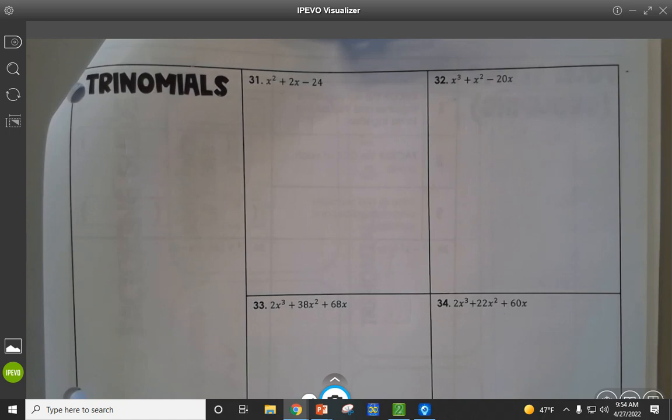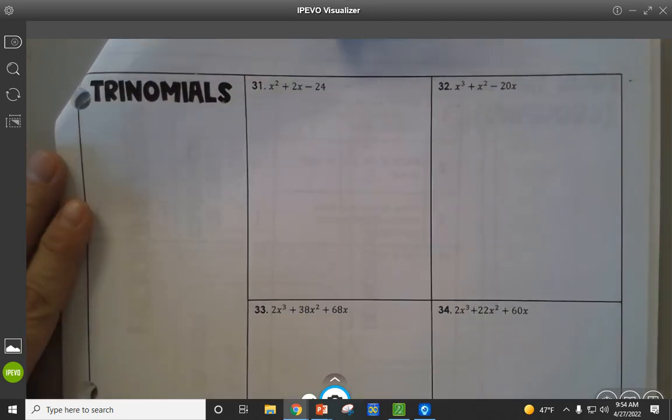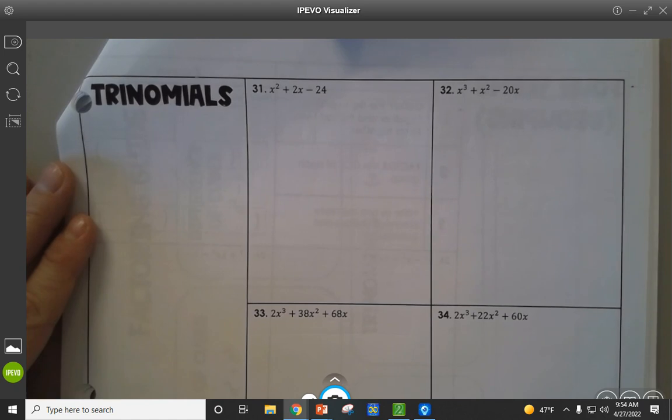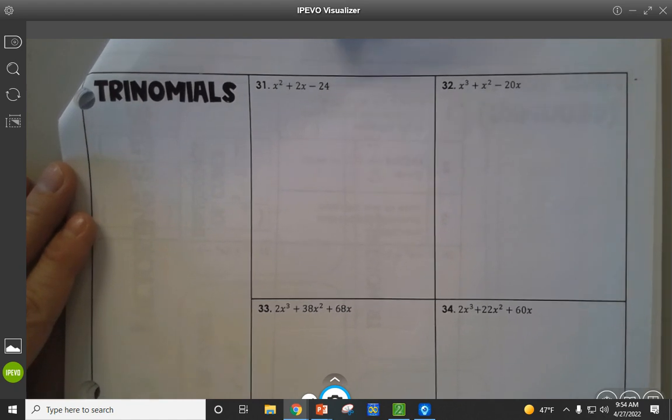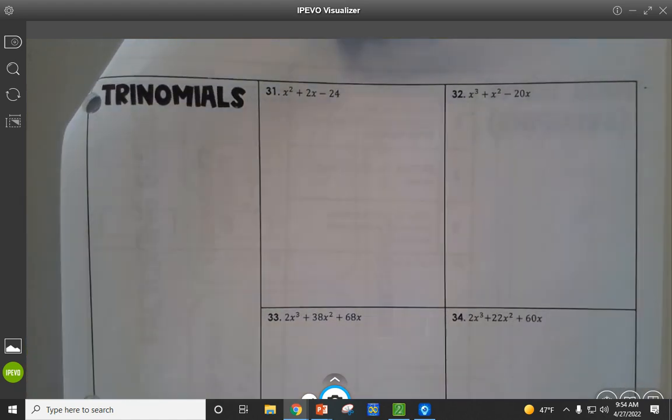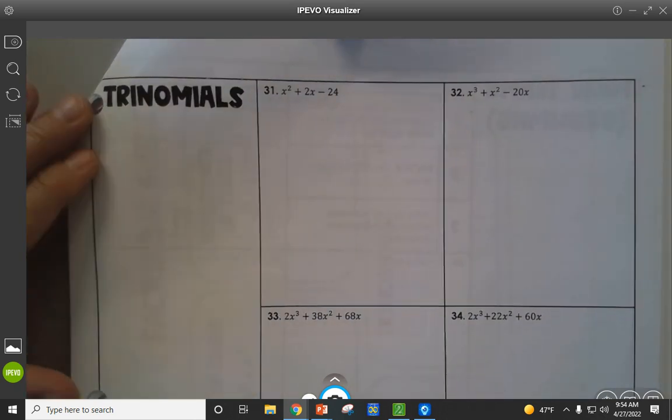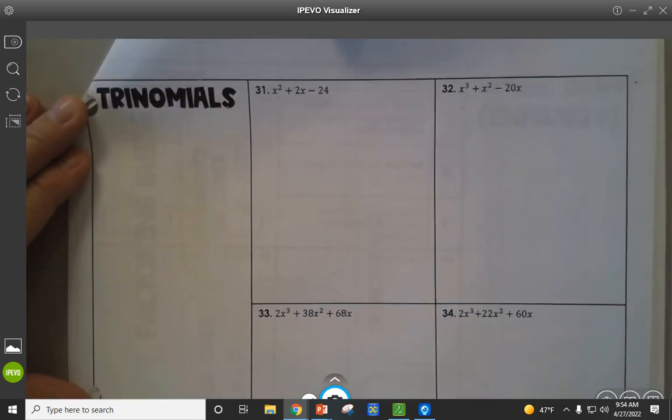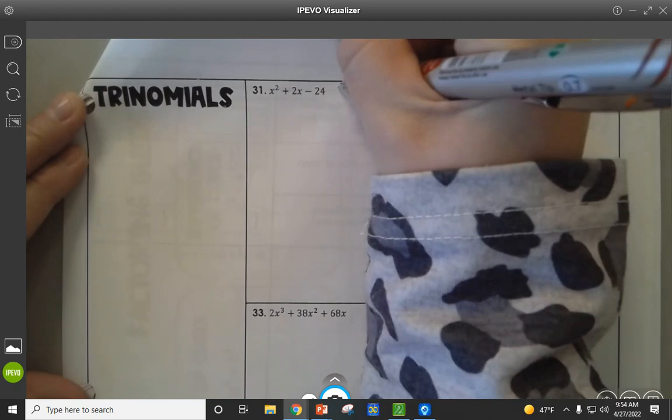Lesson 6.5, starting with trinomials. This is something we did in Unit 5, so most of this should be a review. None of these are the harder ones that require the box method. Okay, so we always want to start with looking for a what? GCF.